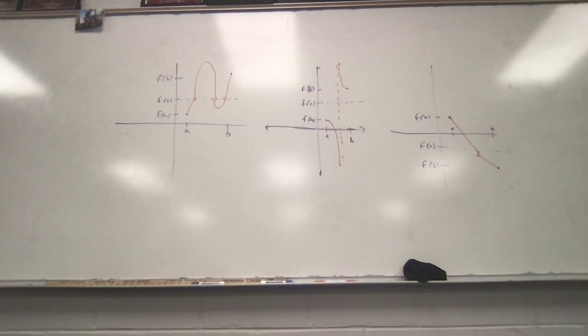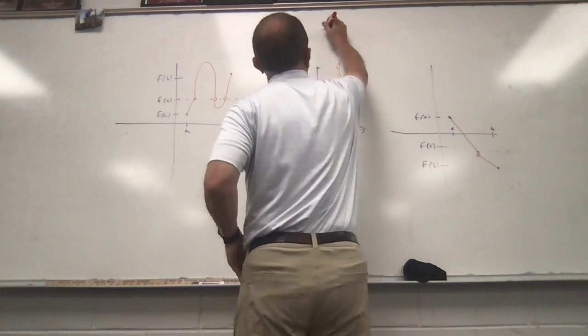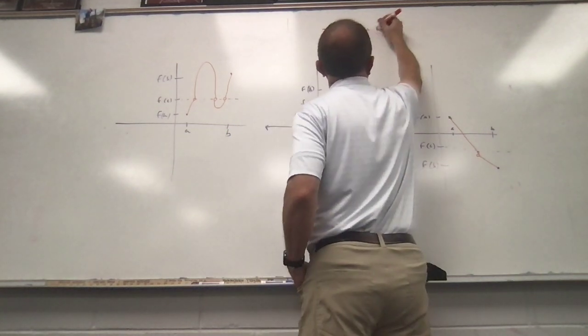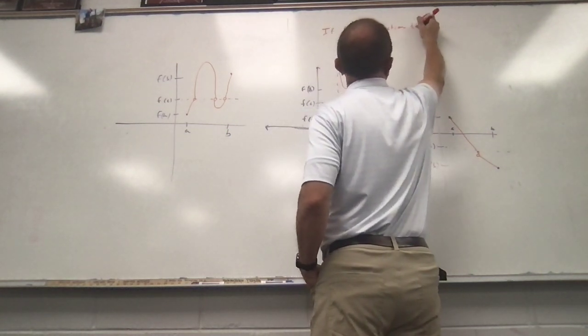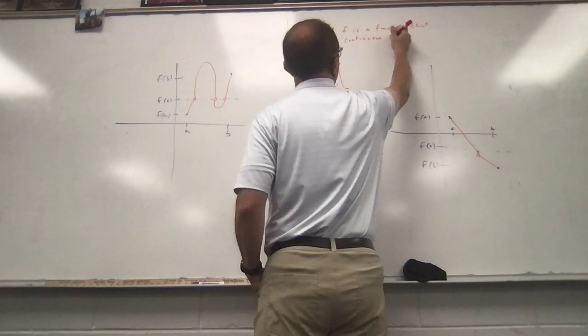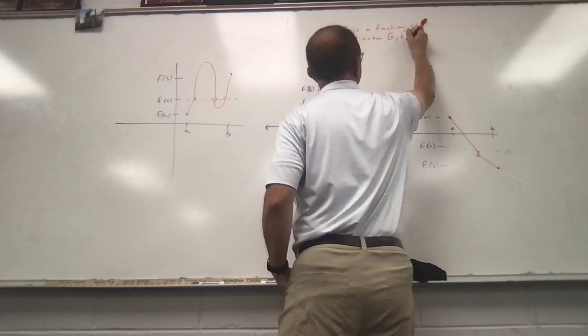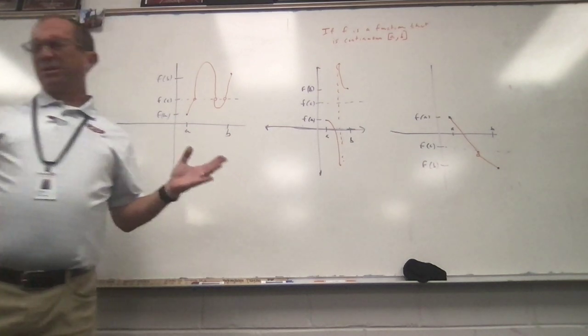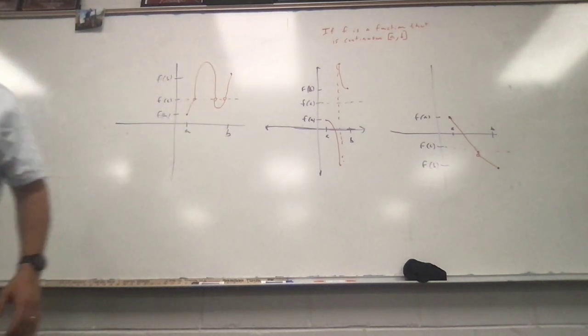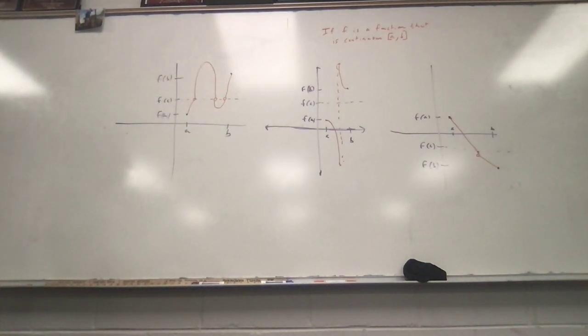And I may state it different from what your packet states it, but the intermediate value theorem says that if f is a function that is continuous on a closed interval from a to b, and again, a to b is a range value. I'm sorry, is a domain value. Those are domain values. You're going from a to b. You're going left to right. You go a to b. So we've got f is a function that is continuous from a to b.